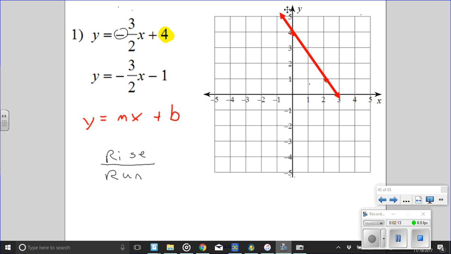All right, now that I have this graph, I'm going to graph the second one and see where they cross, because that's going to be my solution. Again, I'm going to go to -1 for my y-intercept because it's crossing the y-axis at -1. Then I'm going to count down 3 places and over 2. They seem to have the same slope, so I'm going to go down 3 spaces and over 2 because it's a -3 over 2.